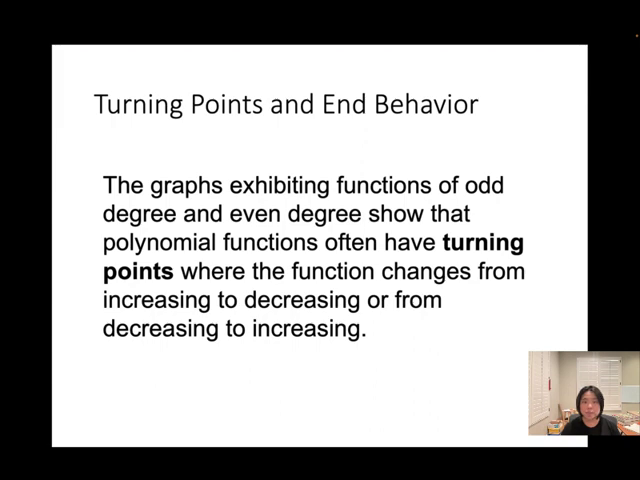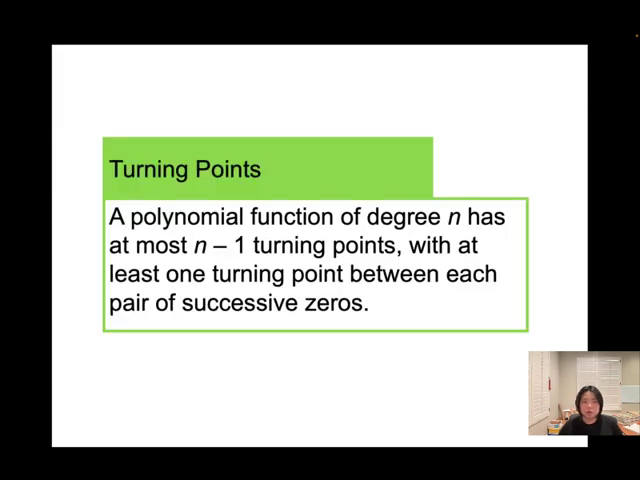Turning points and end behavior. The graphs exhibit functions of odd degree and even degree, so polynomial functions often have turning points, where the function changes from increasing to decreasing or from decreasing to increasing. A polynomial function of degree n has at most n minus 1 turning points.